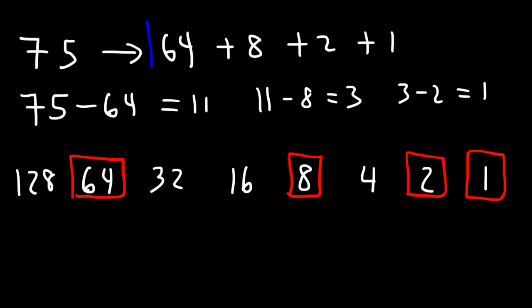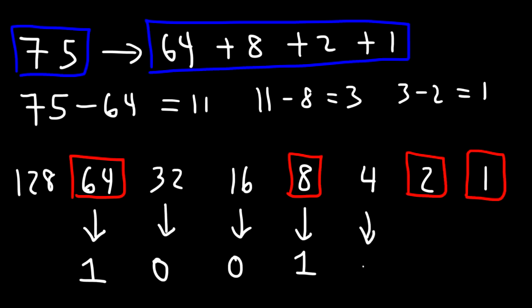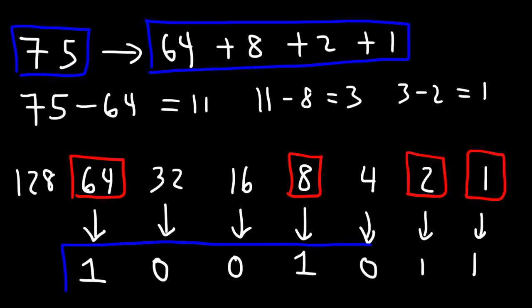Because if you add these numbers, 64 plus 8, that's 72, 72 plus 2 is 74, 74 plus 1 is 75. These 4 numbers add up to 75. Now once you have that, you can begin to write the numbers in binary. So because we have a 64, we're going to put a 1. We don't have a 32, so let's write a 0. We don't have a 16. We do have an 8, so let's put a 1. We do not have a 4, so let's put a 0. But we do have a 2 and a 1. So 75 is equal to 1001011.